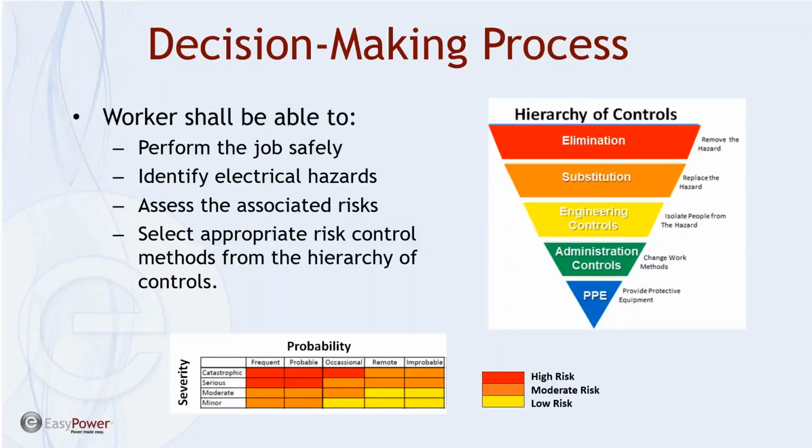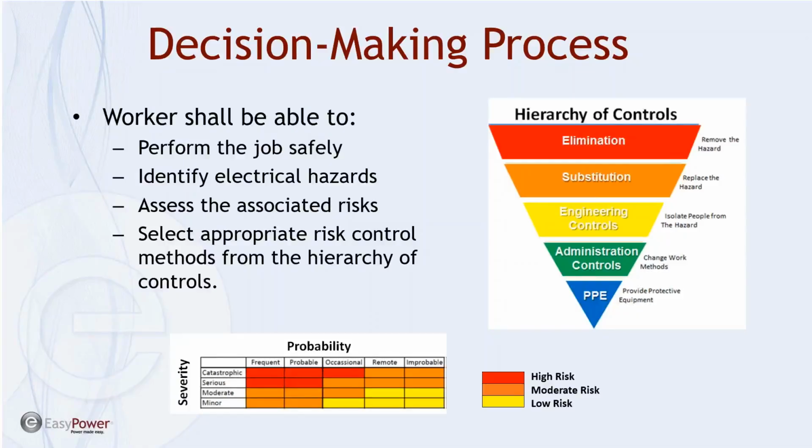So this decision-making process says workers shall be able to, and now "shall" is subjective, because it's an NFPA document. It depends on states and who adopts it, and if it becomes law or not, or is just more of a suggestion as a consensus standard. So we have to be able to perform the job safely, identify electrical hazards, and then assess the associated risk. That's relatively new to a lot of electricians.